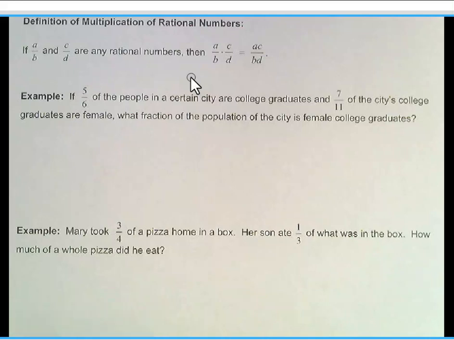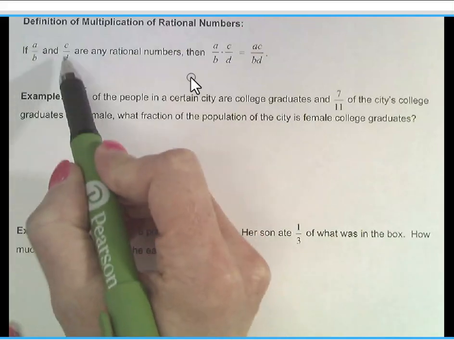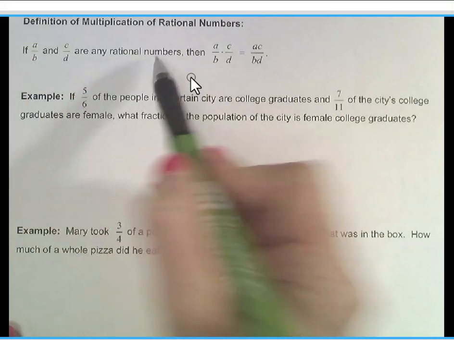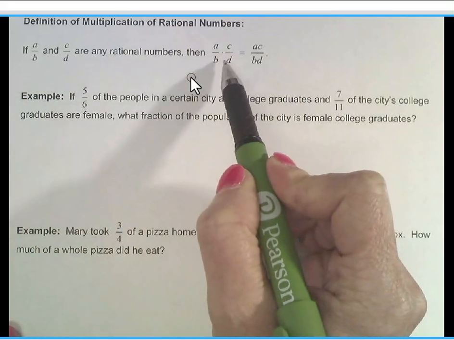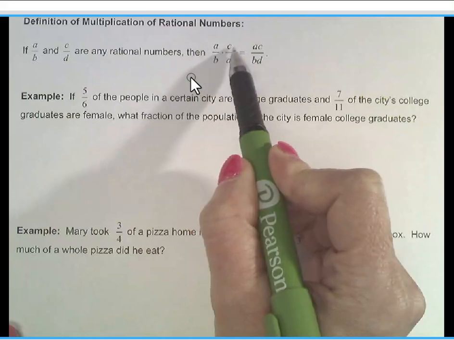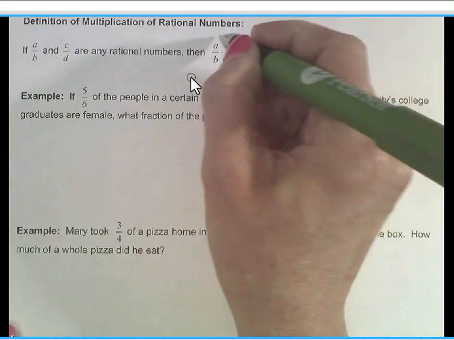We looked at addition and subtraction for rational numbers. Now we're going to look at multiplication. So the definition of multiplication when you have rational numbers, remember rational numbers are those that can be expressed as fractions. If a over b and c over d are any rational numbers, and you want to multiply them together, you just multiply straight across the top and straight across the bottom.